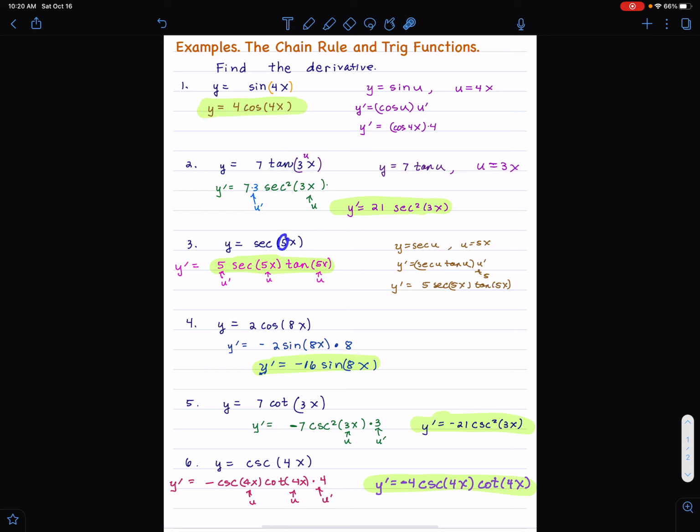Derivative of secant u, or secant 5x, multiplied by 5, because the derivative of 5x is 5. So I think I'm sort of not really expressed that. All we're doing is we take the derivative of cosine and multiply by 8. The derivative of cotangent multiplied by 3, because the derivative of 8x is 8, the derivative of 3x is 3. Or here, the derivative of cosecant 4x, well, we take the derivative of cosecant u and multiply by 4. But we also have to remember the derivatives of sine, tangent, secant, cosine, cotangent, cosecant. We have to know those derivatives for this to work.